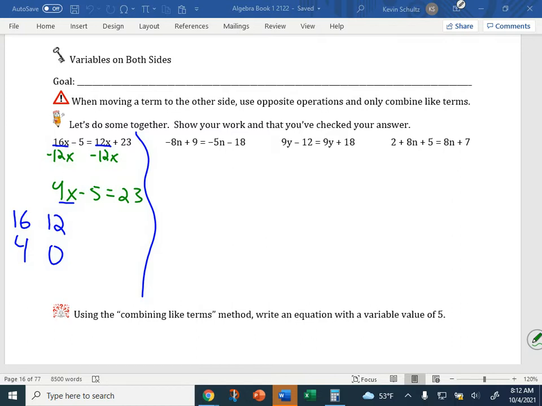Since it's a -5n on the right and we want to move it to the left, the opposite of a -5n is a +5n. Right? So we're going to add 5n to both sides. On the right side, it cancels it out. -8n plus 5n is a -3n plus 9 equals -18. Don't forget, folks, that subtraction sign belongs to that 18. So it's going to equal a -18 on the right-hand side. Okay?